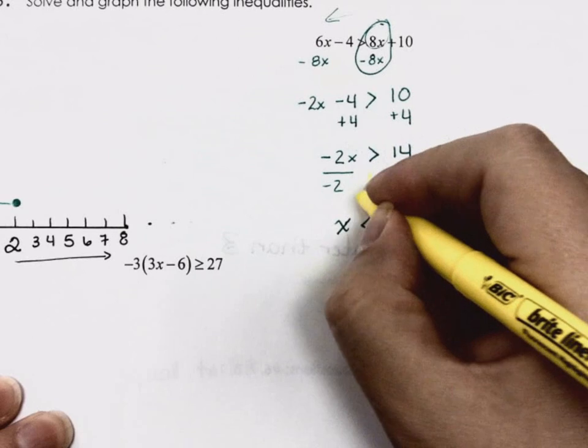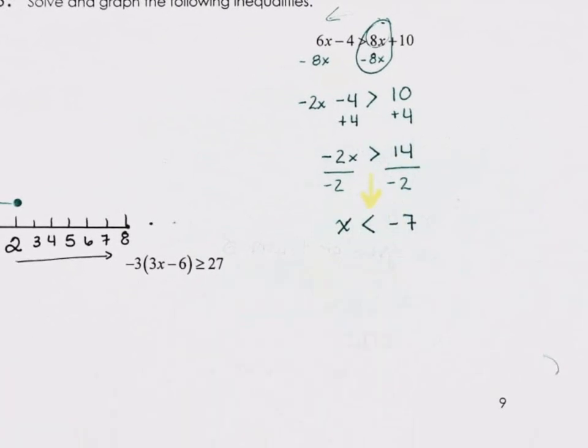So I'm just going to put an arrow there just so we remember that we switched it because we're dividing by that negative. So x is less than negative 7.